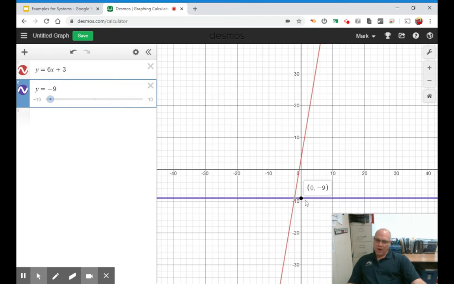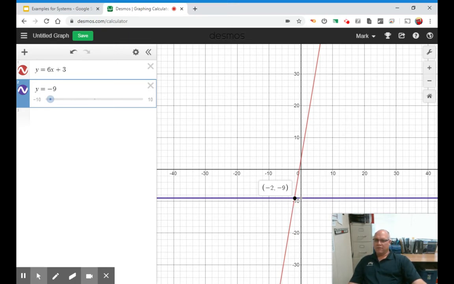On the red line, y equals 6x plus 3, it crosses at (0, 3), which is the y-intercept. The slope is really steep because it's 6. And so then our point of intersection is this point right here. (Negative 2, negative 9) is our point of intersection for that one.